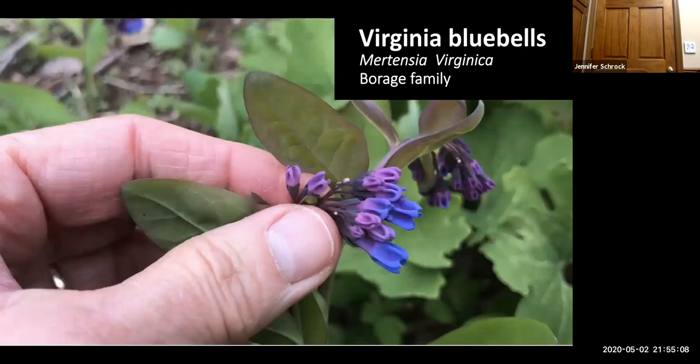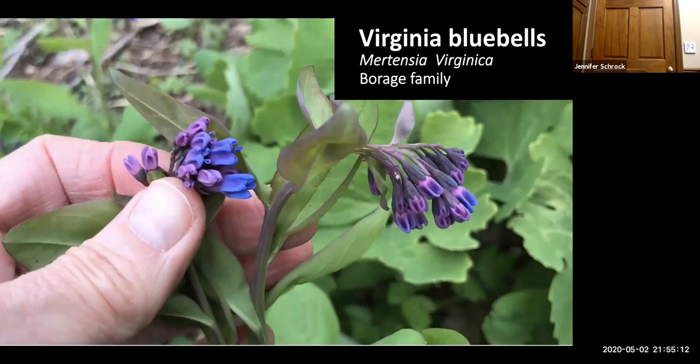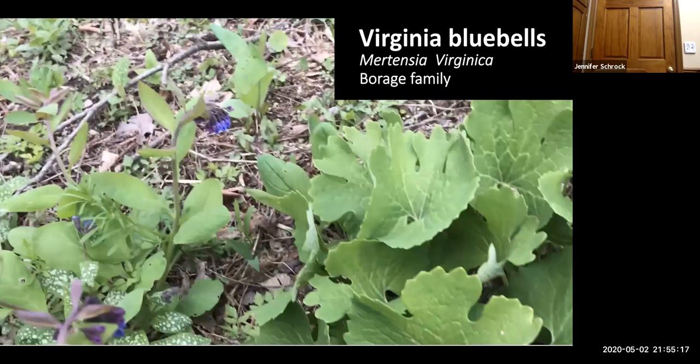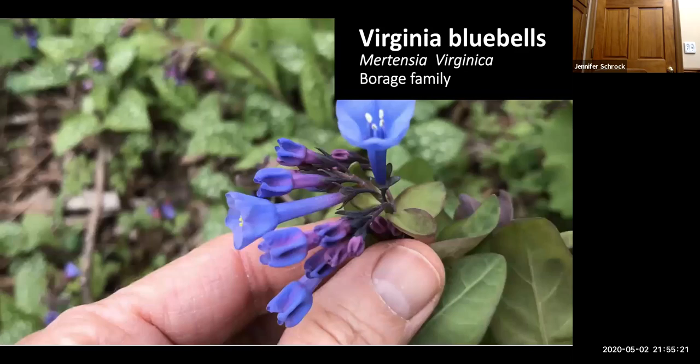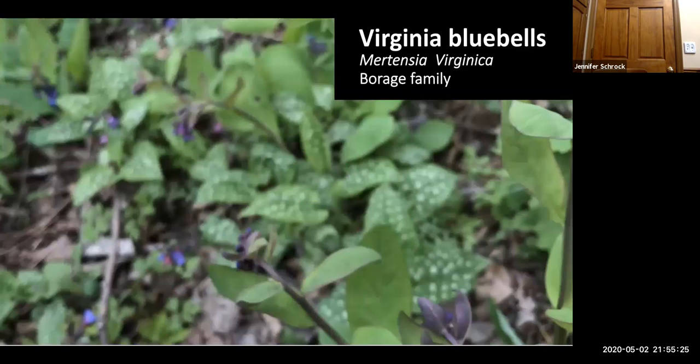There you can see that when they're just budding, they're more of a brilliant purple color. And then they change to more of a blue. And I've read that's because of changes in pH in the flower, kind of like hydrangeas, if you know that garden plant.